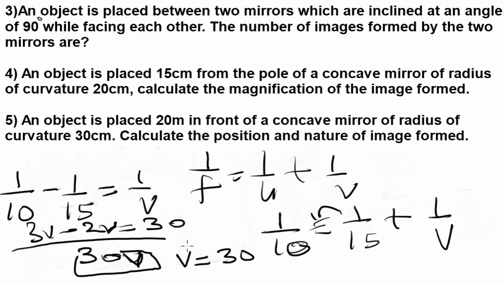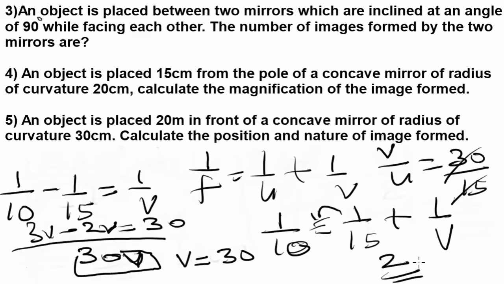Okay, so now that you have gotten the image distance to be 30, to get the magnification, remember we apply v over u, that is image distance over object distance. So our image distance is 30 over our object distance is 15. When these two divide each other, the magnification will be 2. And that will be the answer to this question. Magnification does not have units.